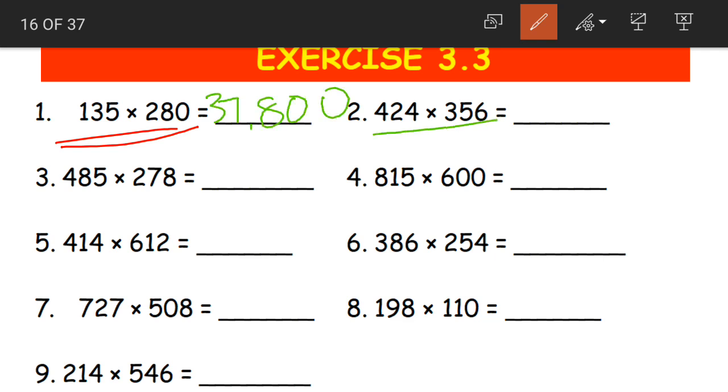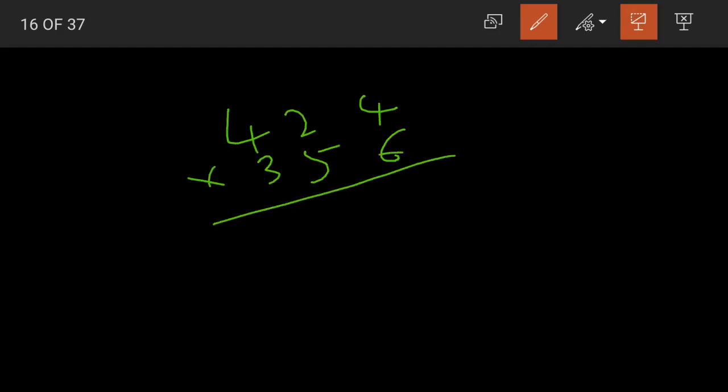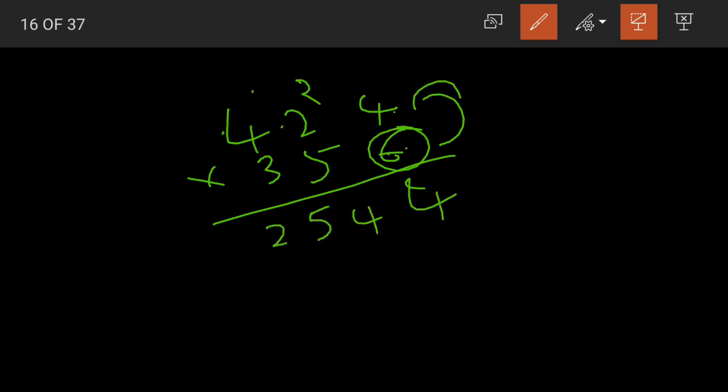Next 424 into 356. Now this is multiplying a 3-digit number by another 3-digit number, starting with the digit in ones place. 6 4s are 24, 2 carried, 6 2s are 12 plus 2 is 14, 6 4s are 24 plus 1 is 25.